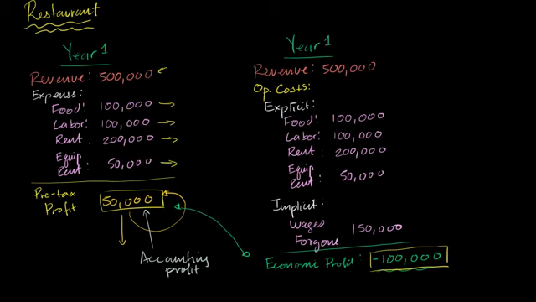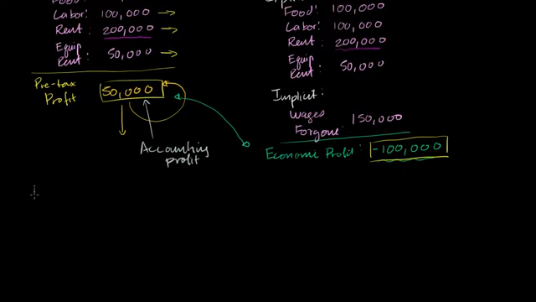Let's think about how we would have accounted for things if instead of renting our building for $200,000, we bought the building for $2 million. How would that have shown up from an accounting profit point of view and an economic profit point of view? So we're going to buy our building for $2 million.